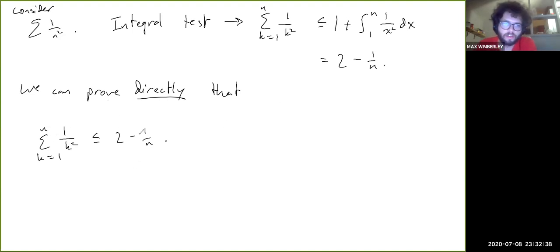So in this case, one thing that we could do is just prove this by induction.